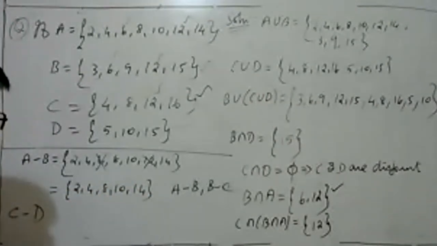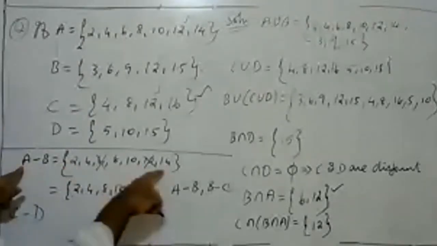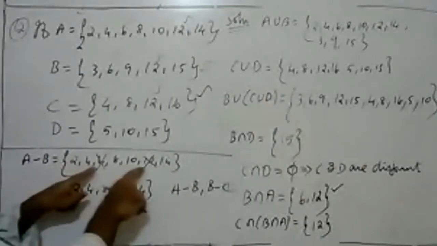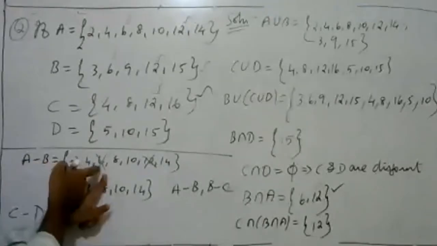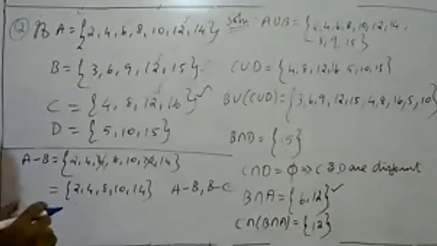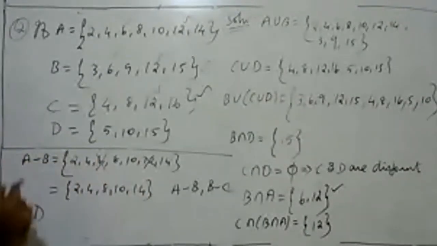Are you okay about that A minus B? I repeat, A minus B means you write all the elements of the first set, and check whether these elements belong to the second set, B. If these elements belong to B, then remove those elements. That means the remaining elements belong to A and do not belong to B. That is the definition of A minus B.